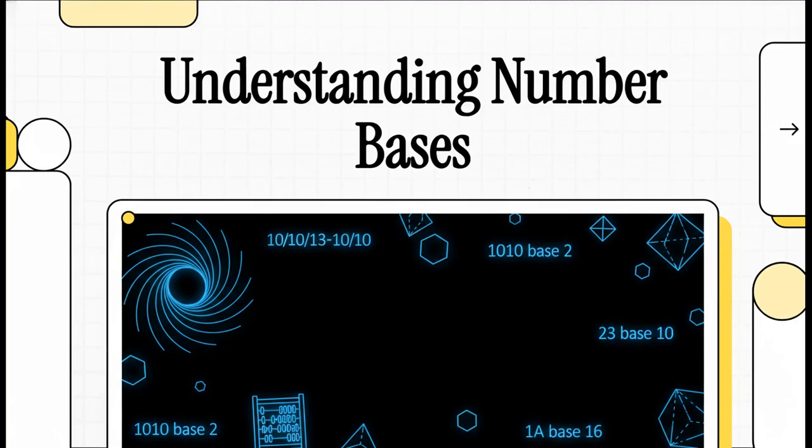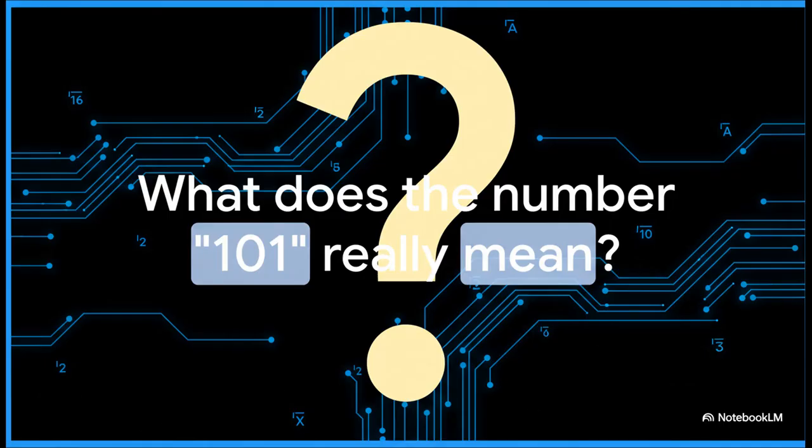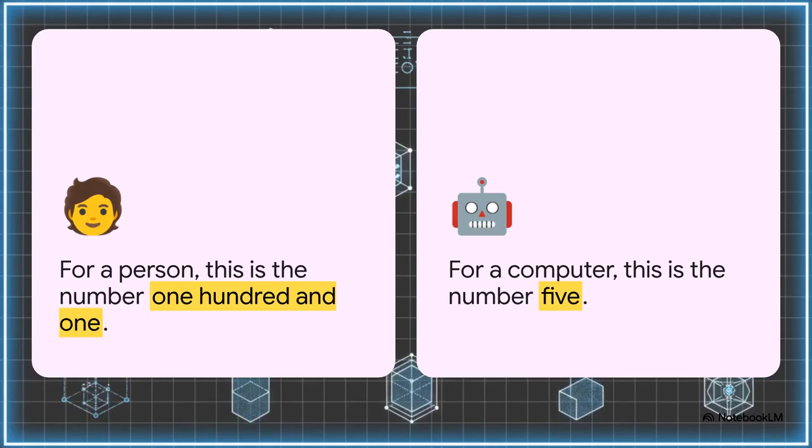And today, we're going to tackle the secret language of numbers. You know, number bases. All right, so let's just jump right in with a question. Imagine you see the number 101 written down. What does that really mean? Now, you're probably thinking it's 101, duh. But what if I told you it's not always that simple? See, for us humans, yeah, it's 101. But for a computer, that same 101 could actually mean the number 5. How is that possible? Well, it all comes down to the language the number is written in.